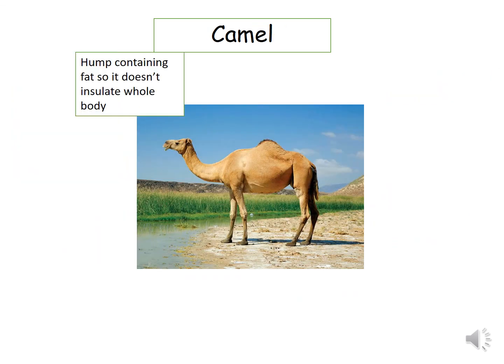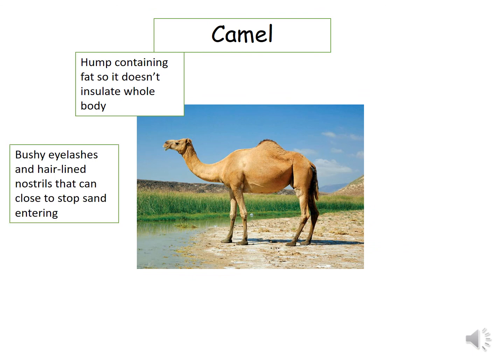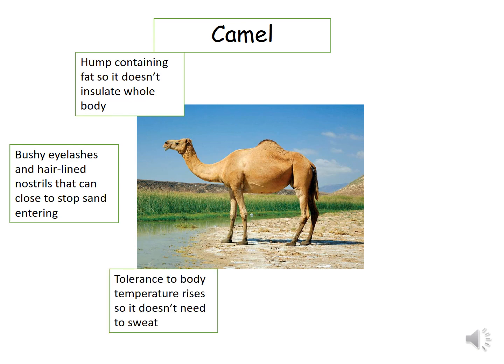Now onto the camel. Camels have humps which contain fat, so it doesn't insulate the whole body. Bushy eyelashes and hairline nostrils that can close to stop sand entering. Tolerance to body temperature rises, so it doesn't need to sweat. Large feet to spread load on sand.